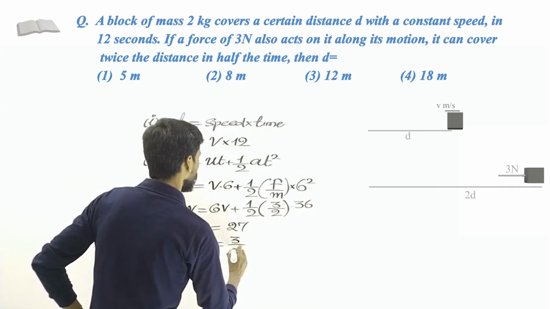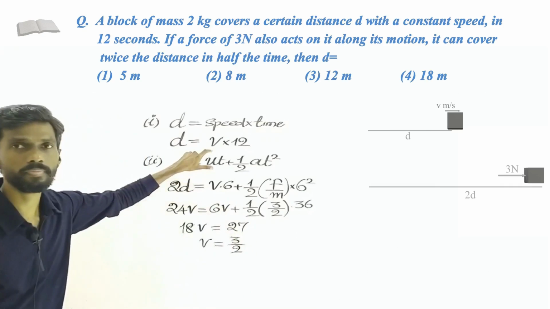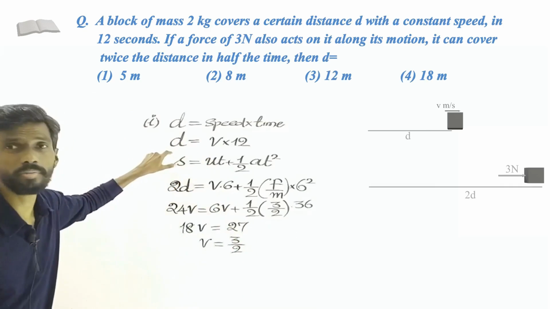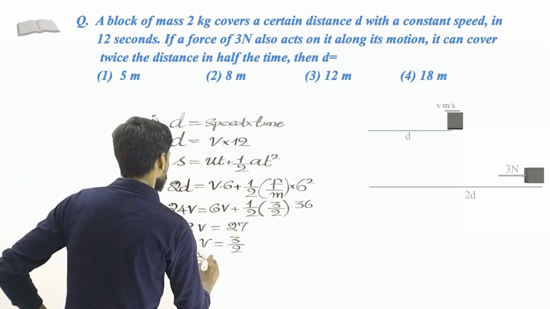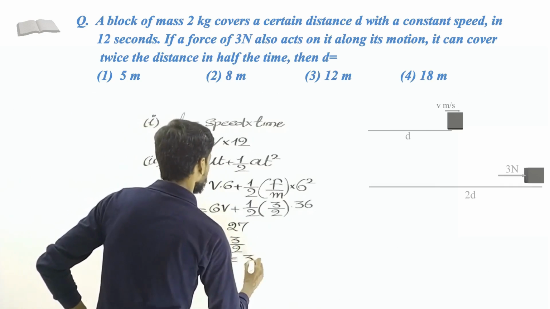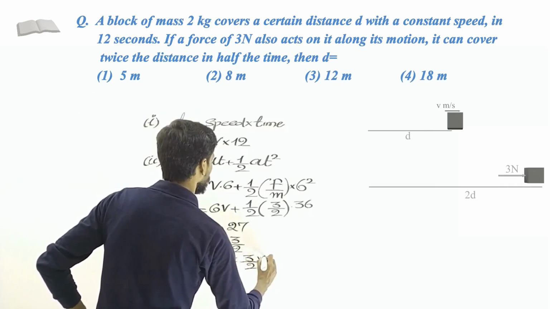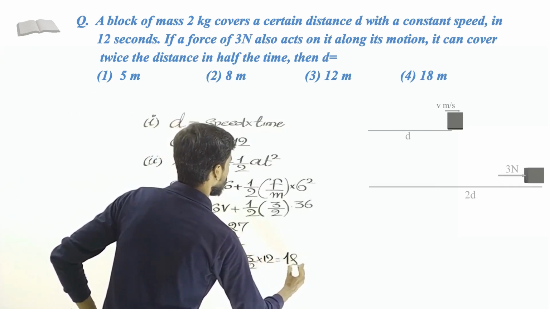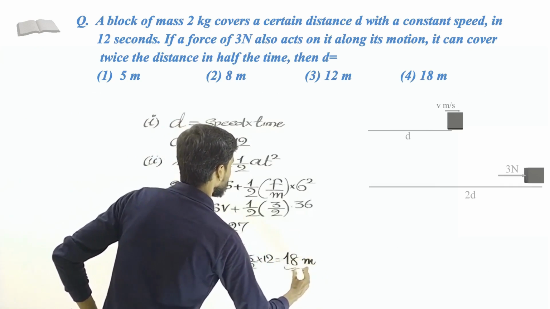So that is 3 by 2. So we got the value of v, that can be substituted here to get the value of d. So this gives the value of d: v multiplied by 12, so 3 by 2 multiplied by 12, that is 18. So that's all. 18 meter is our required distance.